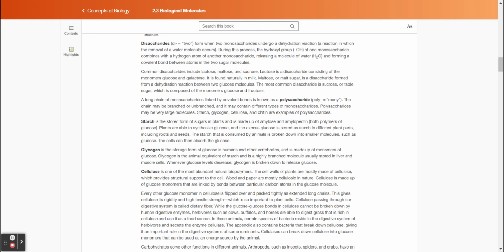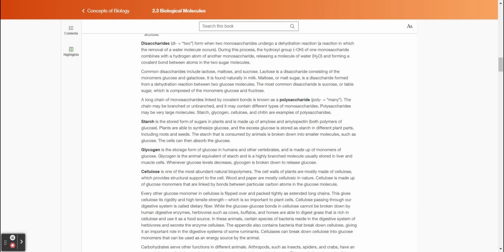Disaccharides. Di meaning two. Disaccharides form when two monosaccharides undergo a dehydration reaction, a reaction in which the removal of a water molecule occurs. During this process, the hydroxyl group, OH minus, of one monosaccharide combines with a hydrogen atom of another monosaccharide, releasing a molecule of water and forming a covalent bond between atoms in the two sugar molecules.